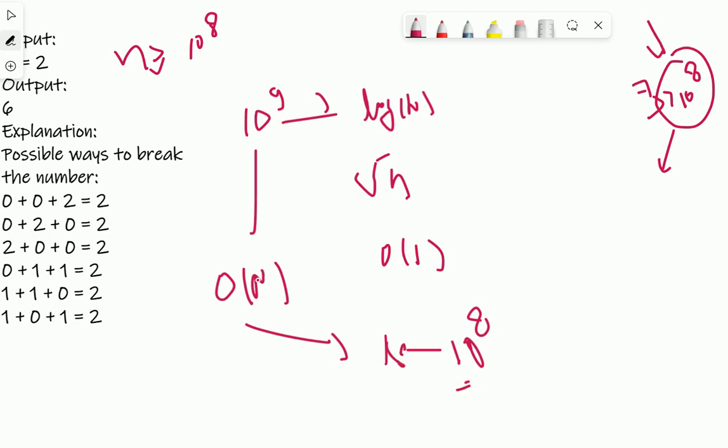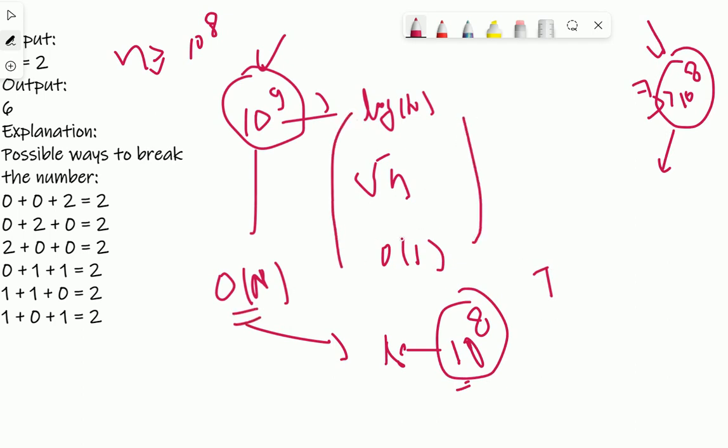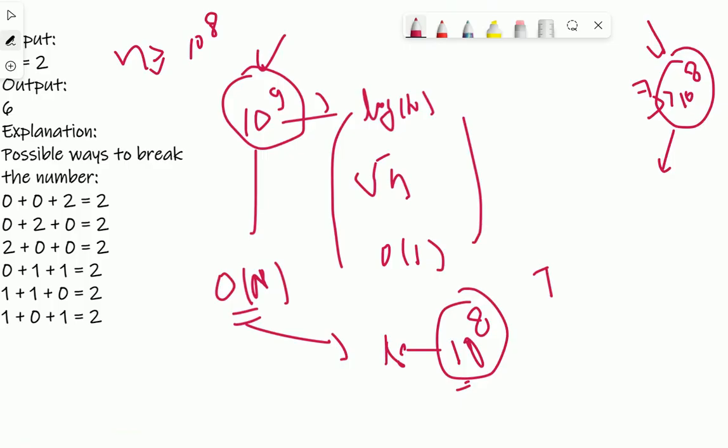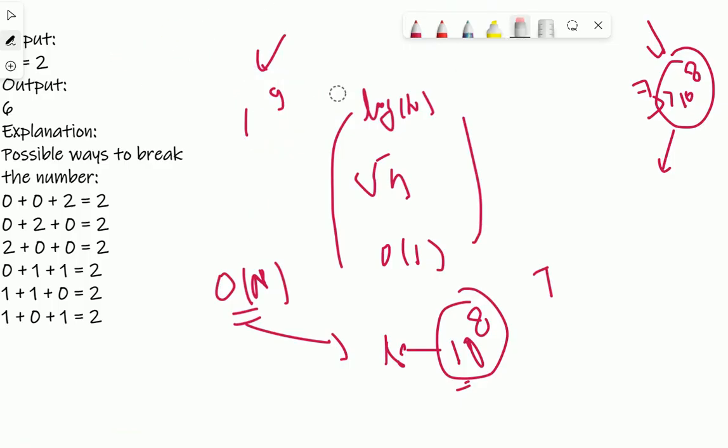So if we talk about order of n, it's taking 10 to the power 9, which is quite greater than 10 to the power 8. This also gives TLE. So we need to solve in these time complexities. And here it is also given that order of 1 time complexity we can use. So let's discuss the optimal solution for this problem.